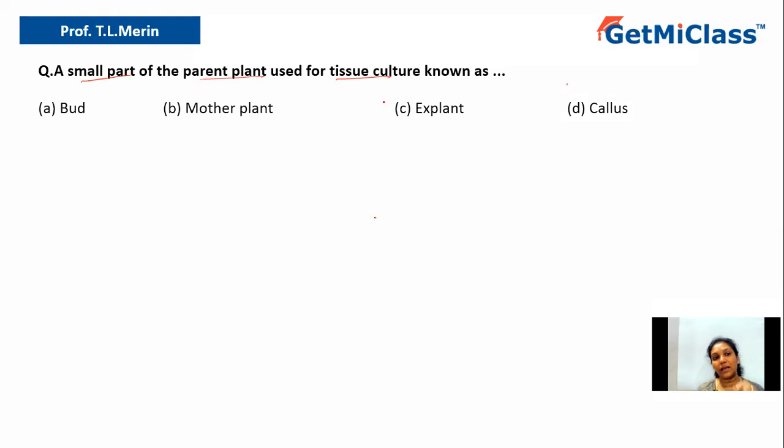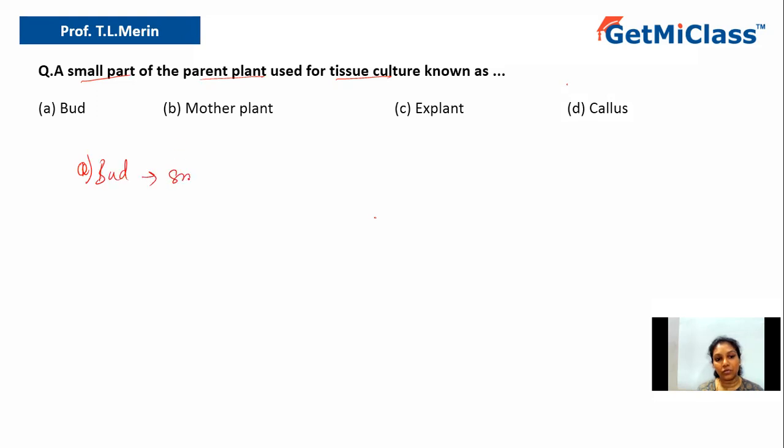What do we do? We take a part of a plant, and any part, of course, will contain tissue. It is made up of cells. So when we take that tissue for culturing, what is that tissue called, which has been taken from the parent plant? That is the question. And the first option, as I said, is the bud. So let us talk about option A, that is bud. What do you mean by bud?